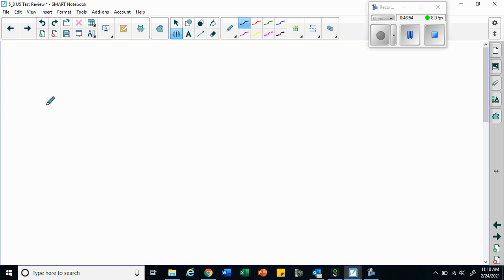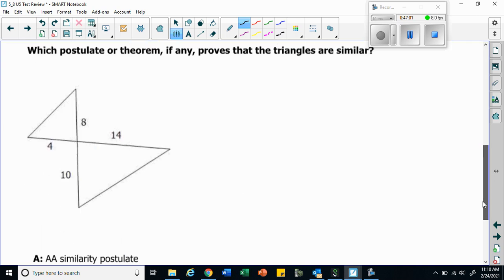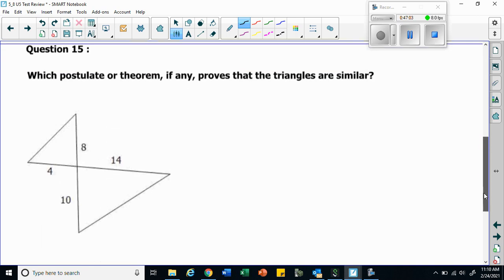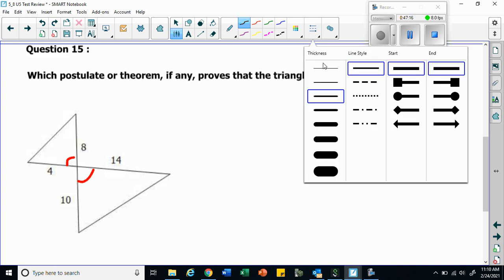All right, 15. Here it is. So it says, which postulate or theorem, if any, proves that the triangles are similar? So let's look at what we have. The first thing I see is a pair of x's, which means that we have vertical angles, right? Then I want to go to this one.